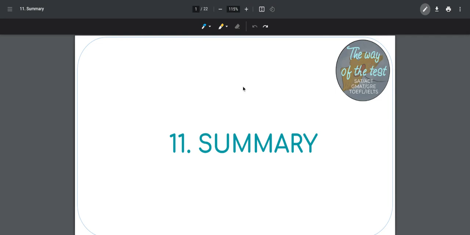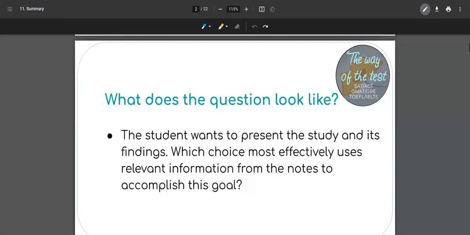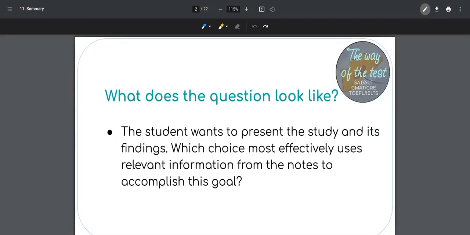So we're gonna look for the summary question. What does this question look like? They go like this. They present a list of bullet points with just topics, and they say that these are notes from the students. So the student wants to present the study and its findings, so these are notes from the student who supposedly took notes from, I don't know, like a presentation, and they tell you what the student wants to do. And then the second part is the same. Which choice most effectively uses relevant information from the notes to accomplish this goal?